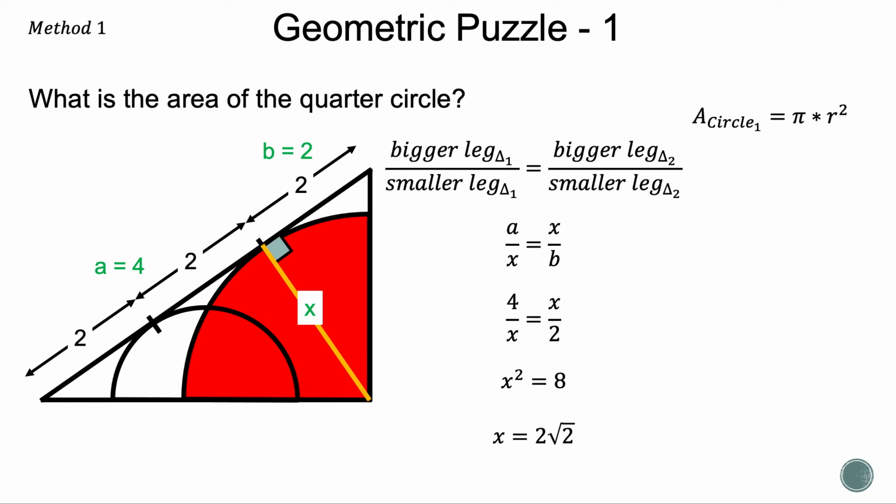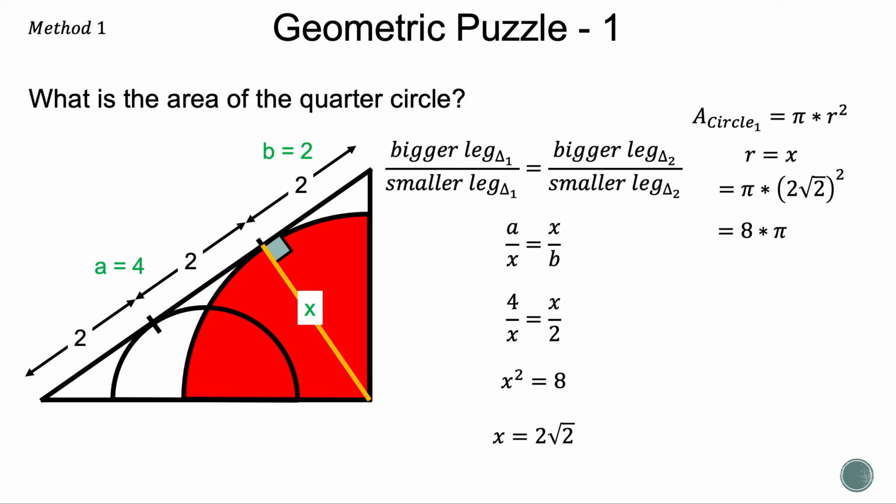The area of a circle is equal to pi r squared. Since we have a quarter circle, we know that x is also equal to the radius. Now let's substitute 2 square root of 2 into the formula. And now we have pi times 2 square root of 2 raised to the power of 2. And 2 square root of 2 raised to the power of 2 is 8. And now we have 8 pi.